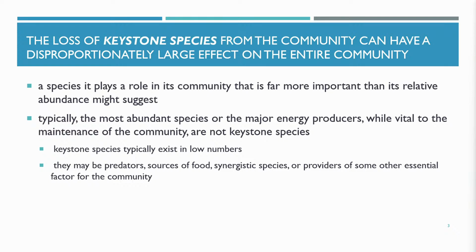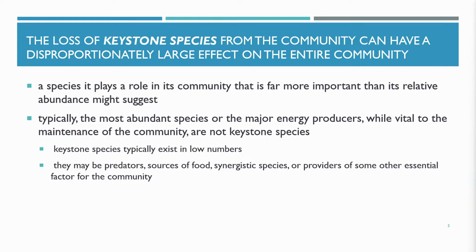So we were talking about different species in a community and how they can affect that community if they're lost. And so we stopped at talking about keystone species. These are species that play a role in their community. It doesn't really have to exist in really large numbers. Its relative abundance doesn't necessarily have to be really high, but it plays a really important role that if it is lost from the community, it's going to have a disproportionately large effect on the entire community as a whole.